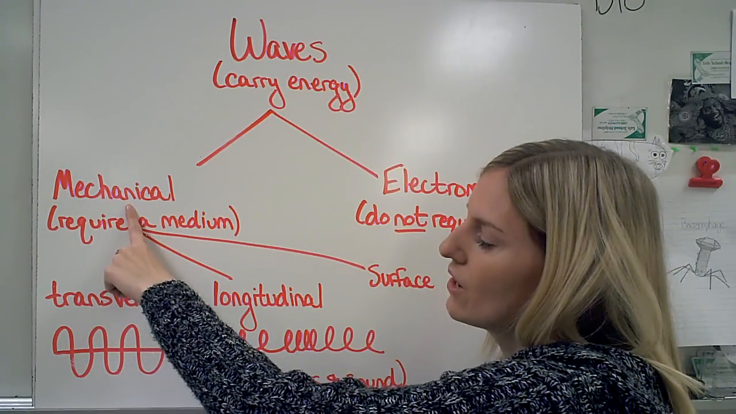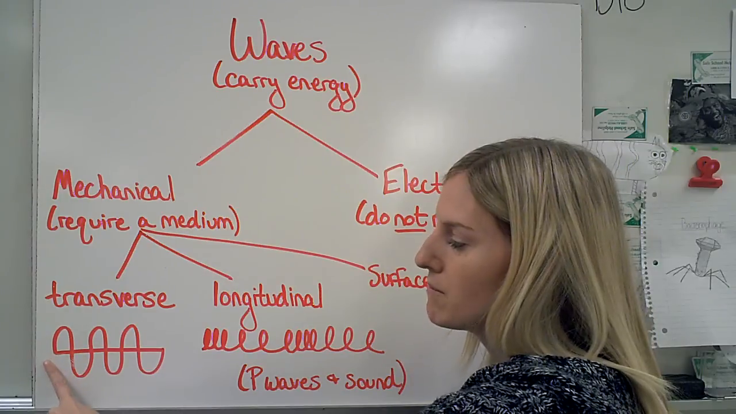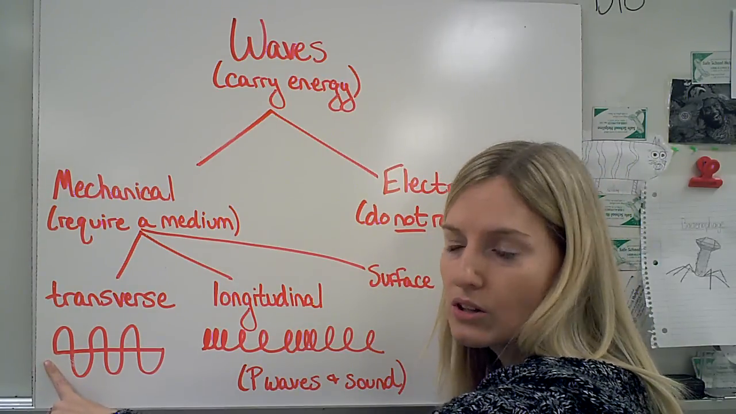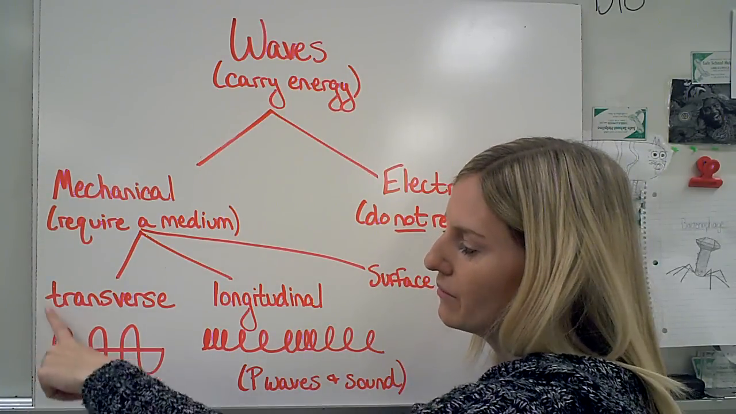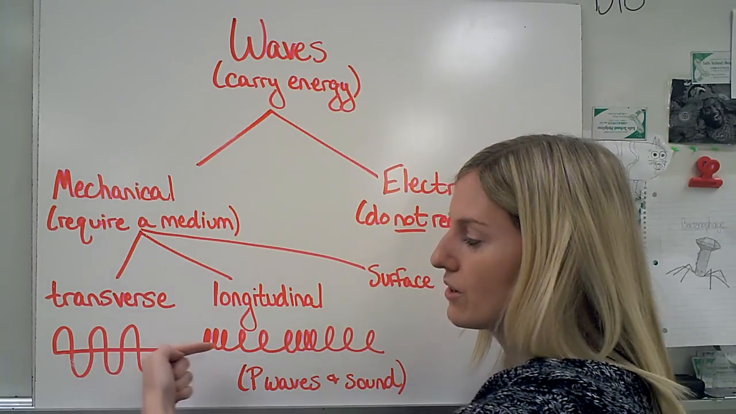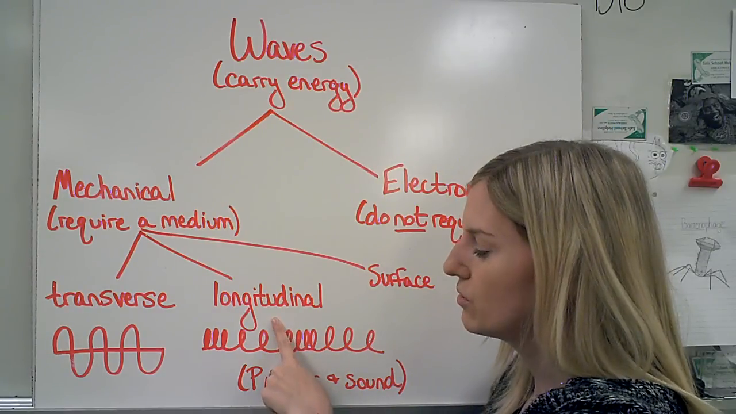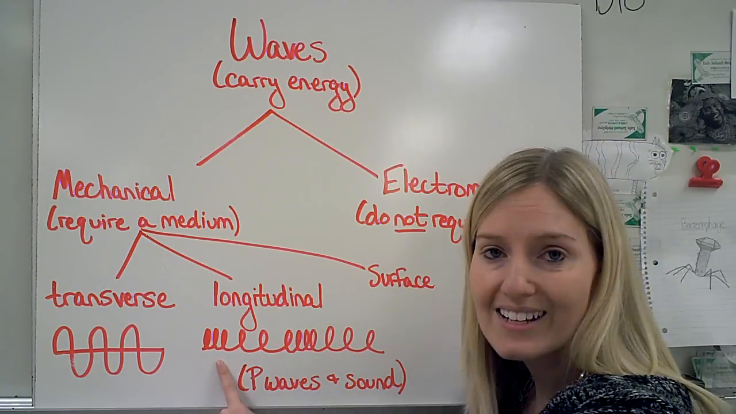Mechanical waves, there are three types. Transverse waves are going to be when my medium, or whatever the wave is traveling through, ends up moving up and down, when the direction of my wave is either in this direction or it could be in this direction in this picture. Longitudinal waves are going to move side to side.